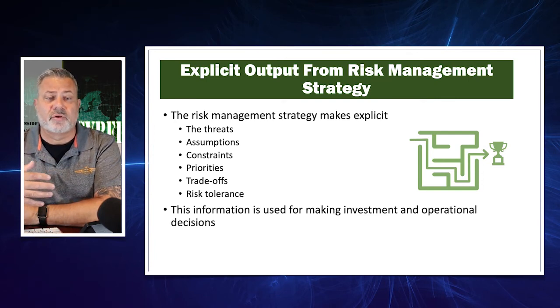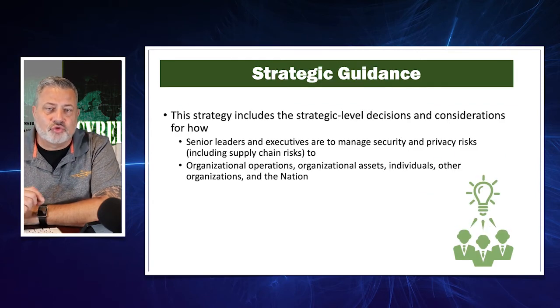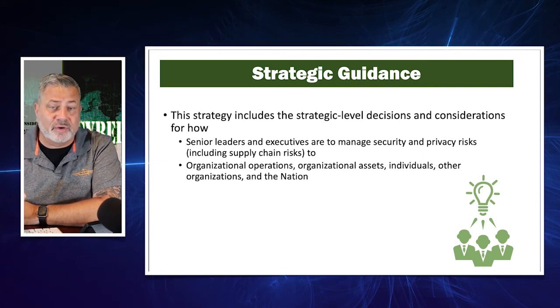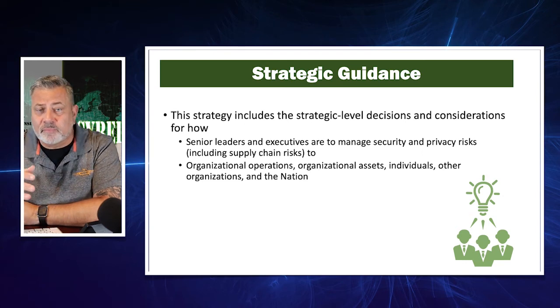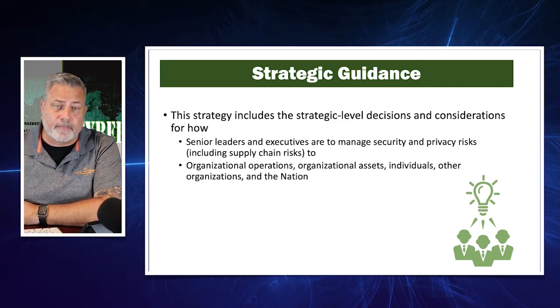And then, of course, what's our risk tolerance level? What is the level of risk we're willing to accept above our risk appetite? Strategic guidance. The strategy includes the strategic level decisions and considerations for how senior leaders and executives are to manage security and privacy risks, including supply chain risks, to organizational operations, organizational assets, individuals, other organizations, or the nation. So we have to have a strategic guidance statement that tells us how we are going to deal with risks, how we're going to manage risks, and how we're going to respond and react to risks.